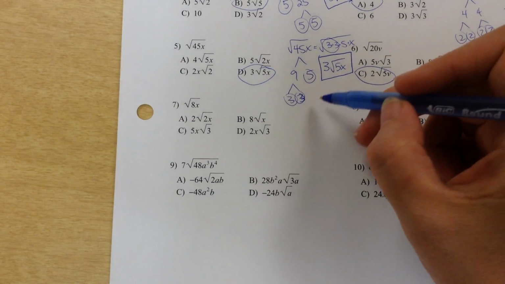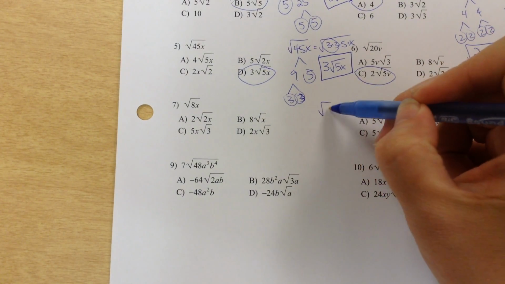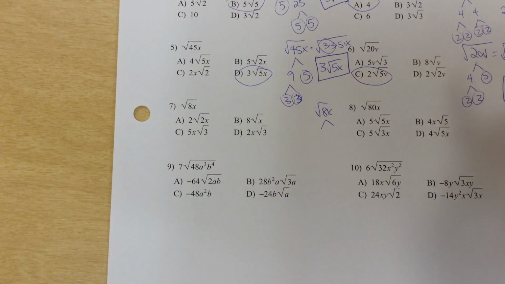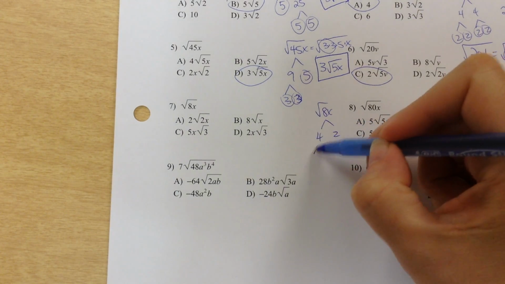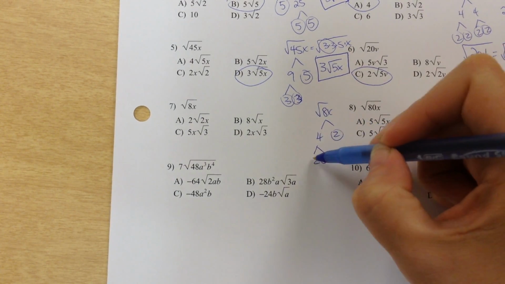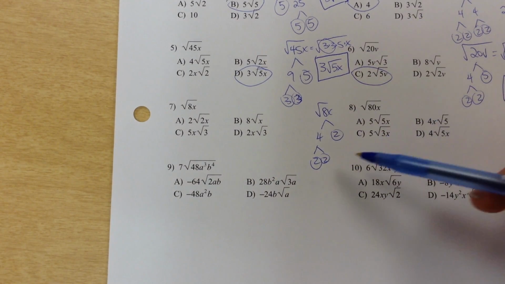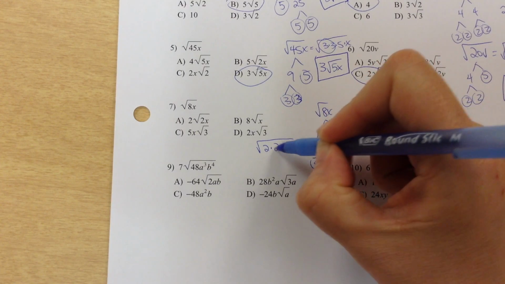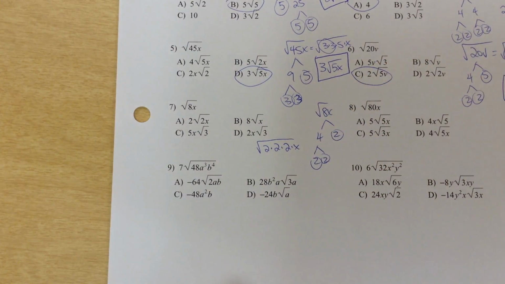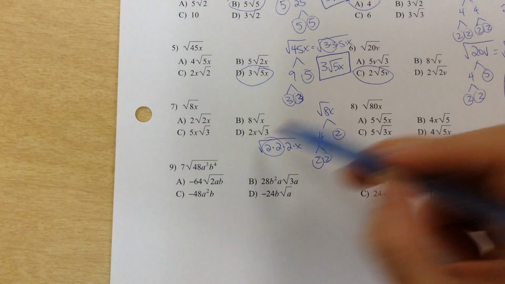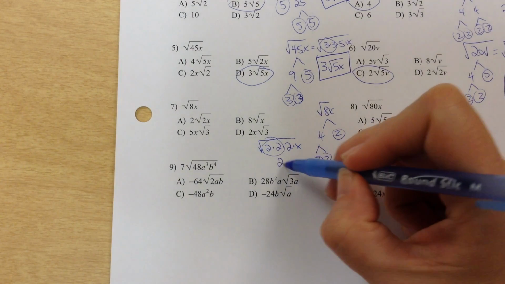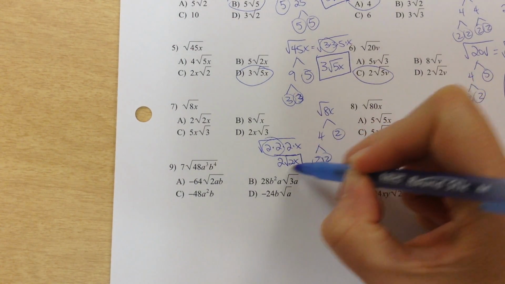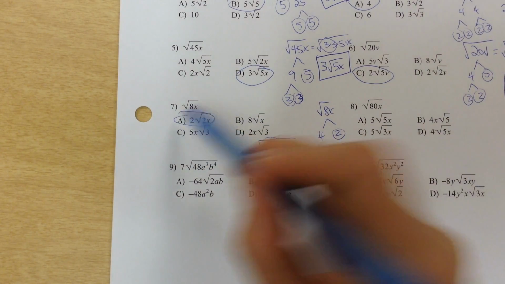Okay, we got the square root of 8x, which will break down to 4 and 2, and then 2 and 2. So I really have 3 2's and an x. I'm going to write it here. I'm going to bring out my pair of 2's. I have 2 square roots of 2x. Final answer. Letter A.